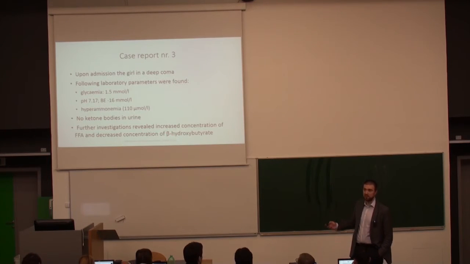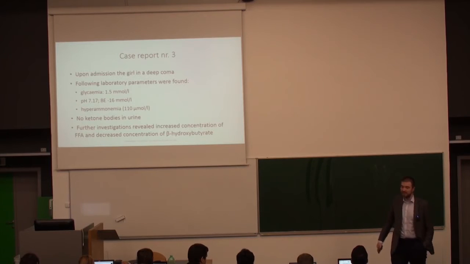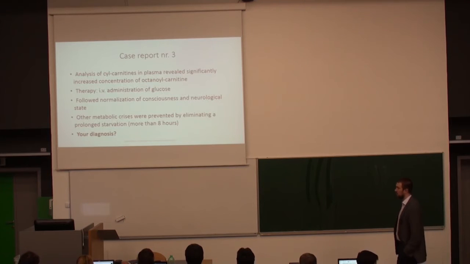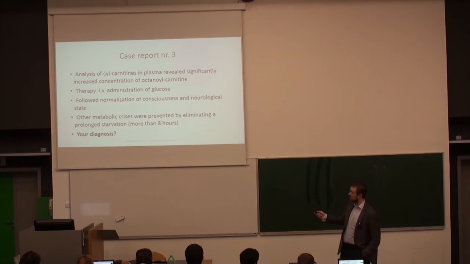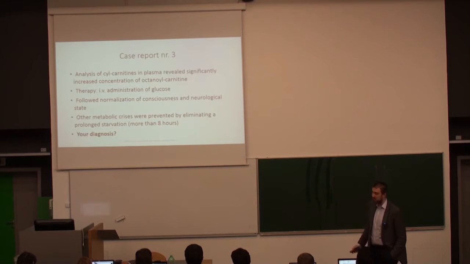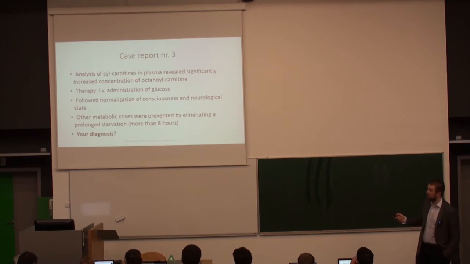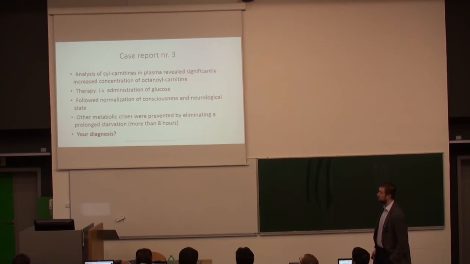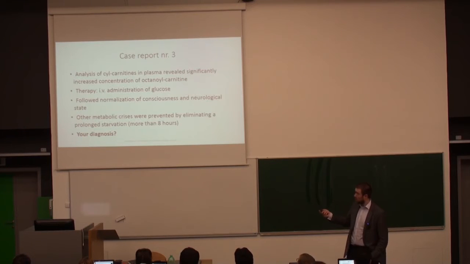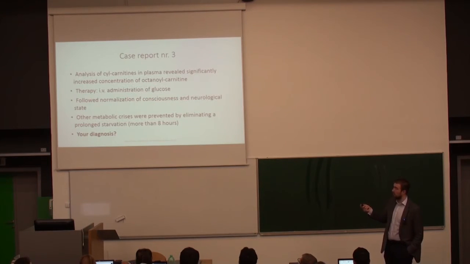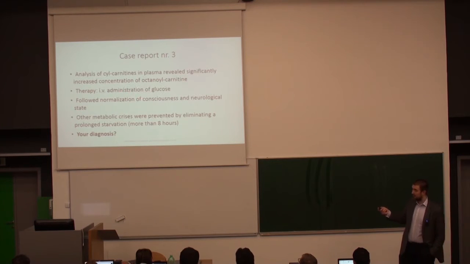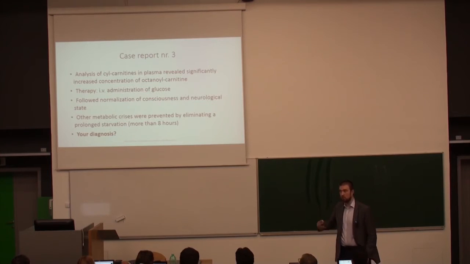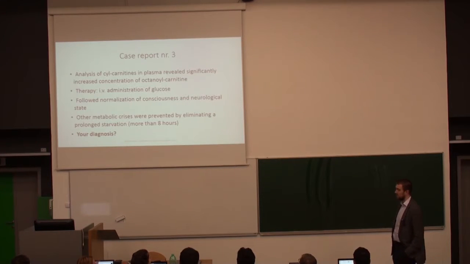So one reason for a decreasing pH is excluded: it is not ketone bodies. Then if you looked into the analysis of acylcarnitines, you found an increased accumulation of octanoyl carnitine, that means a C8 fatty acid that binds to the carnitine. You ordered therapy that consisted of the administration of glucose, and after this, the neurological state and the consciousness recovered. So the baby returned from this metabolic crisis.